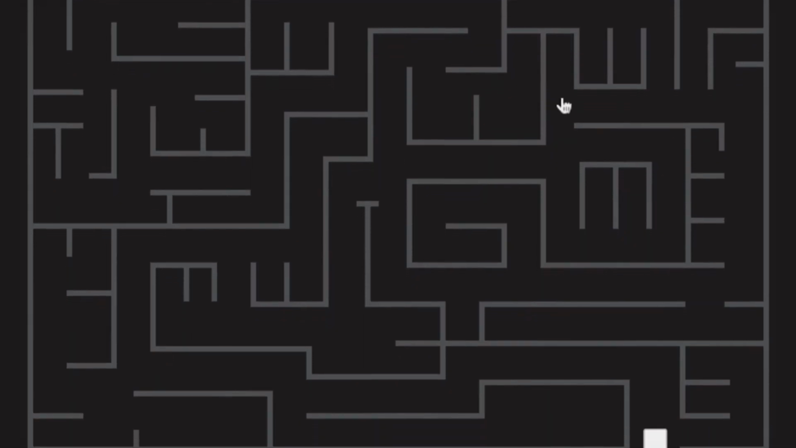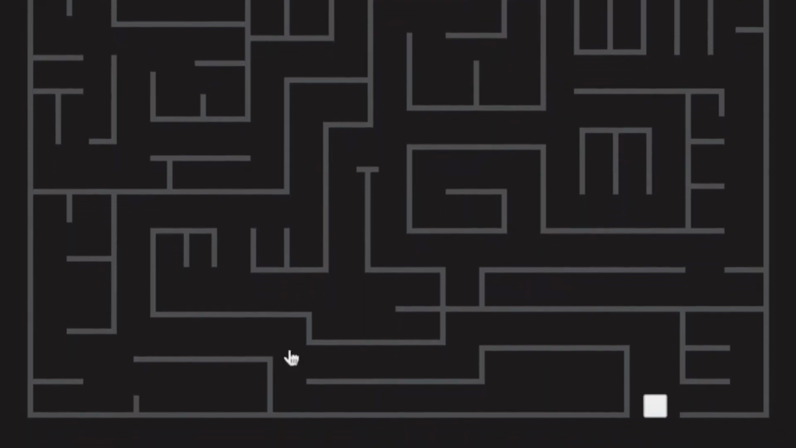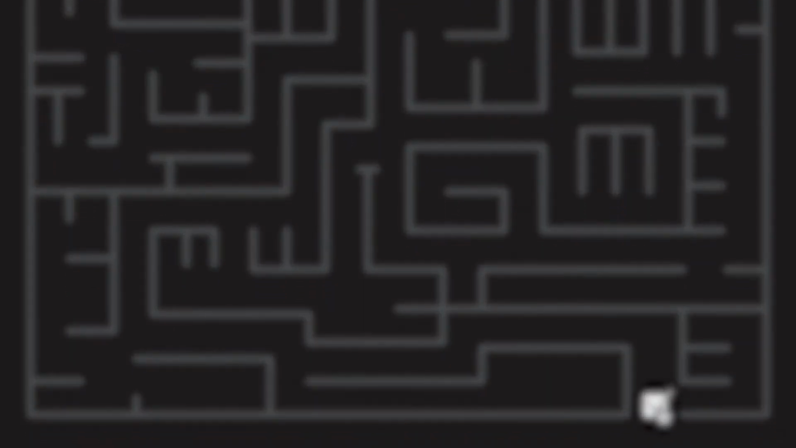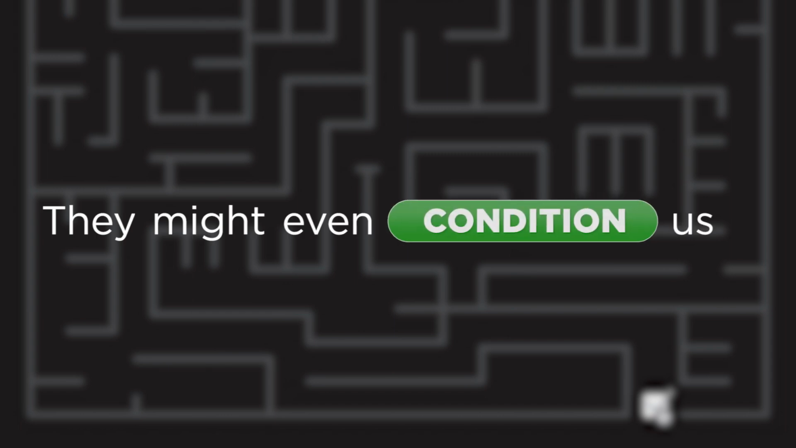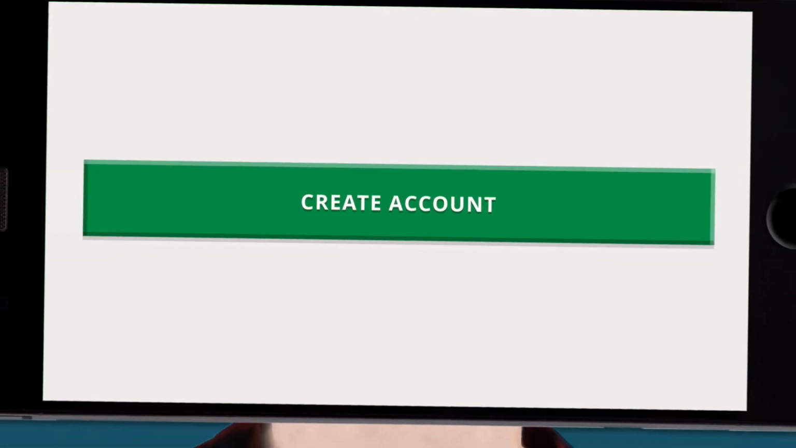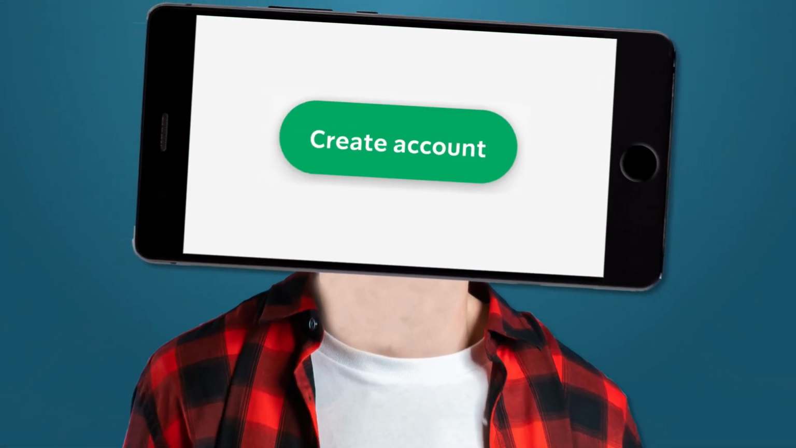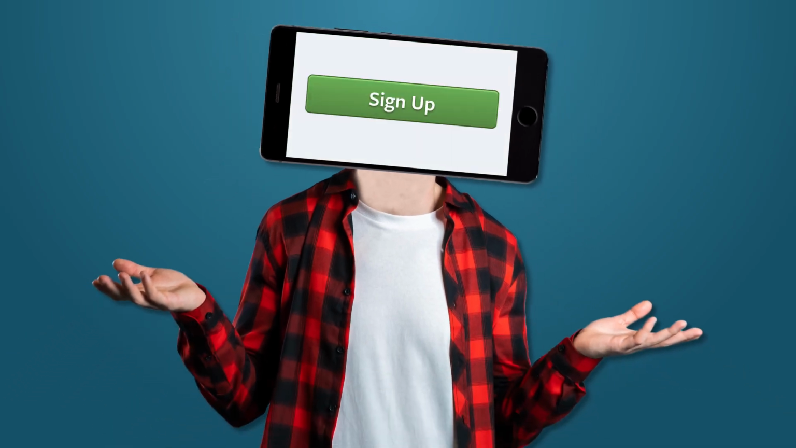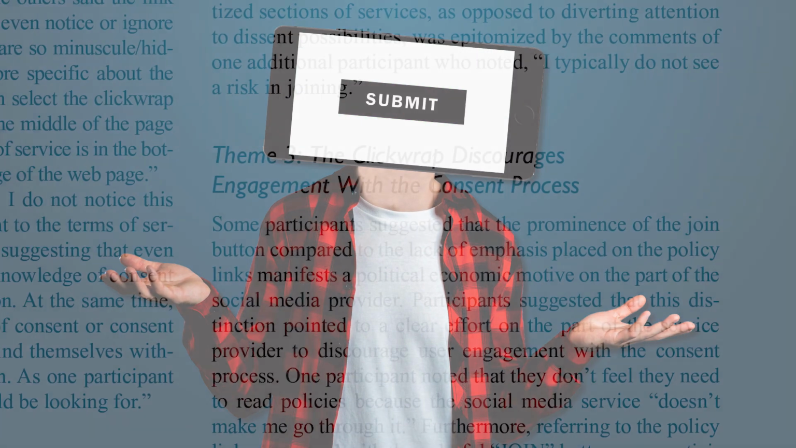Problematic designs could be anywhere, tricking us, manipulating us. They might even condition us. We see CLICKWRAPs often, and we click agree repeatedly. This trains us to ignore dissent opportunities, to believe they are a waste of time.